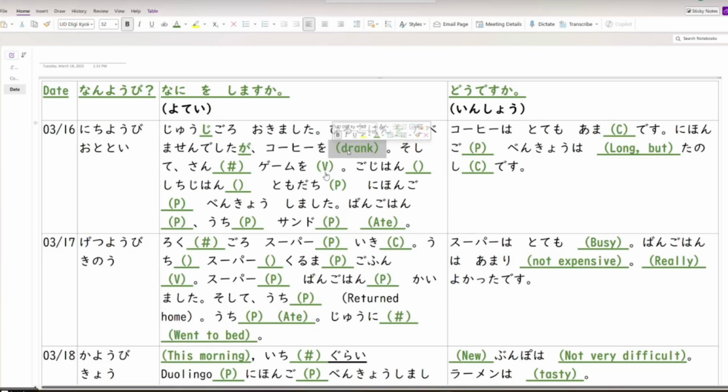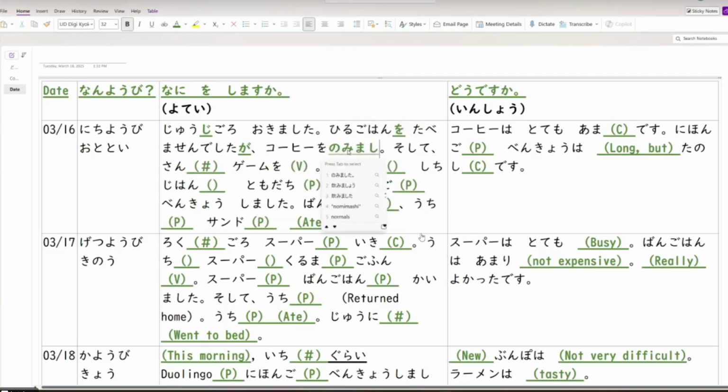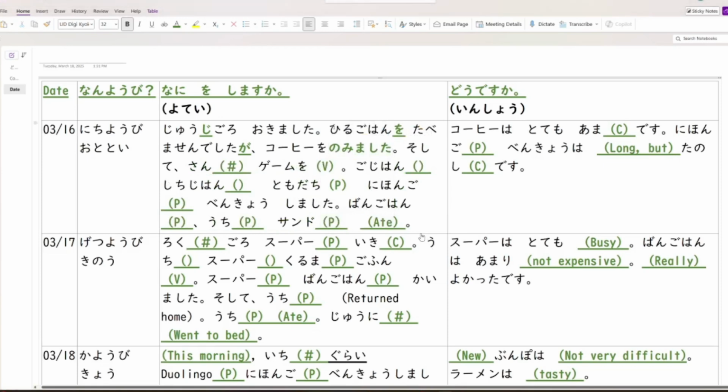Nomimashita? 飲みました. And to reiterate, we're using ga here to illustrate contrast, right? So hiru gohan o tabemasen deshita ga kohi o nomimashita. So I didn't eat lunch, but I did drink coffee.